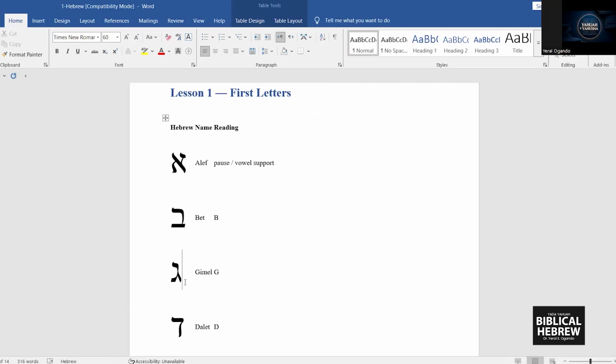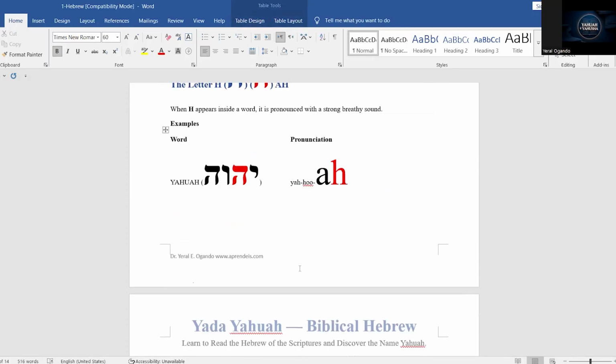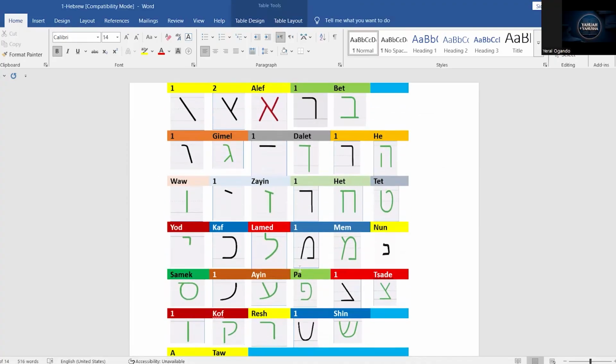Gimel, always Gimel. It's not like the word George. That's not it. It is always like in guitar, always like G, Gimel. And the last one is Dalet. So what are we going to do? We're going to go back to the alphabet we have at the beginning, which is going to show you the strokes, how you practice. That's why we have the workbook, Yahuah workbook, where you can practice your writing skills and learn. You can look for it.